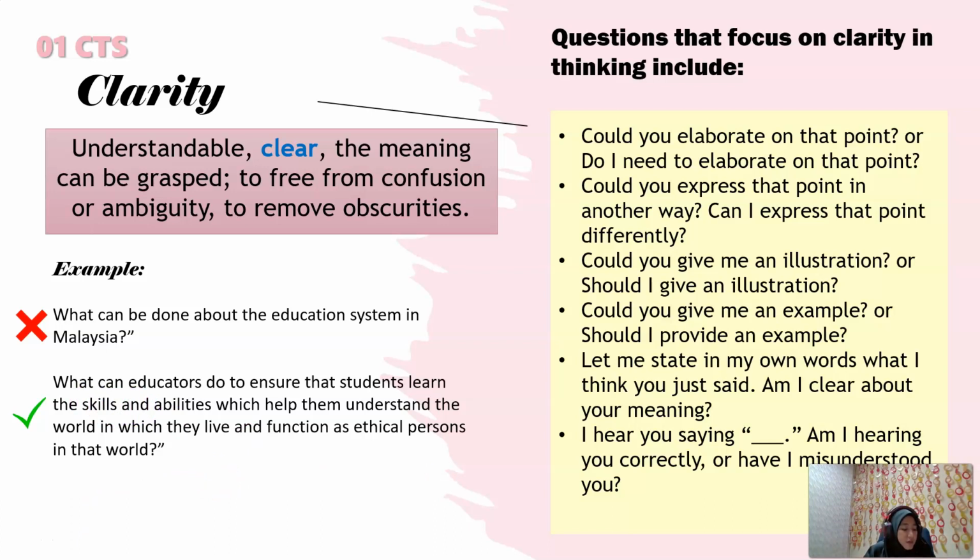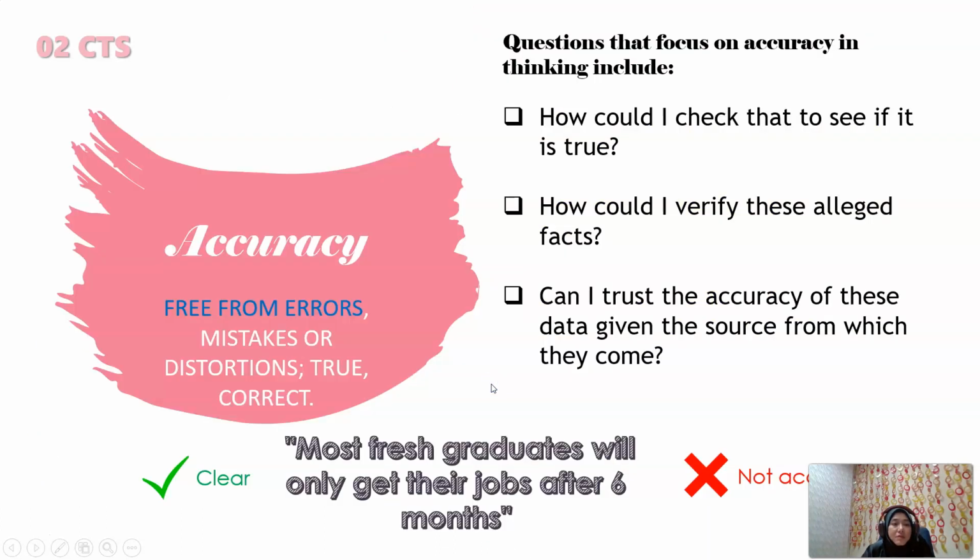Thinking is always more or less clear, so it is helpful to assume that one does not fully understand a thought except to the extent that he or she can elaborate, illustrate and exemplify it. Okay, next we look at CTS number 2, which is accuracy.